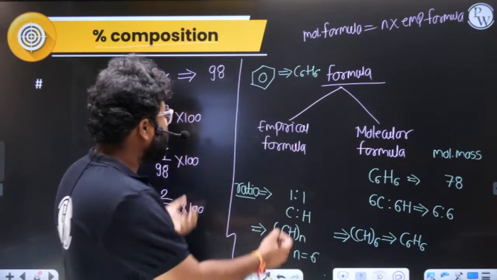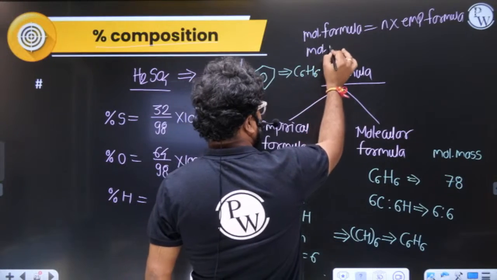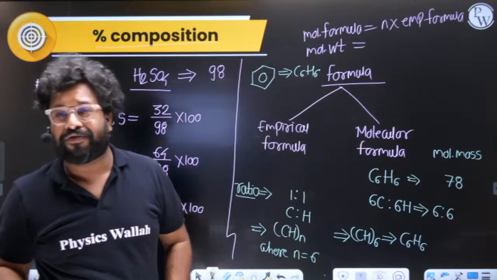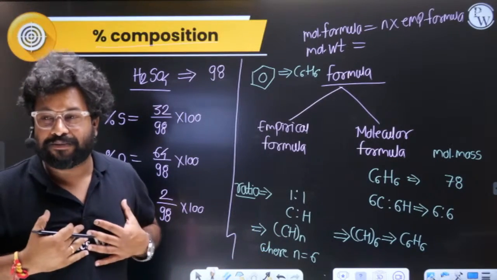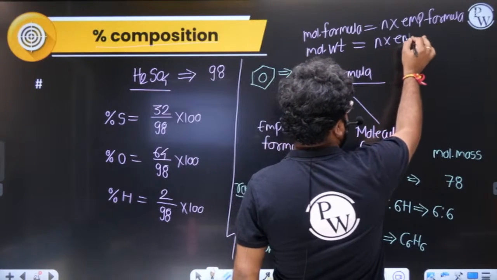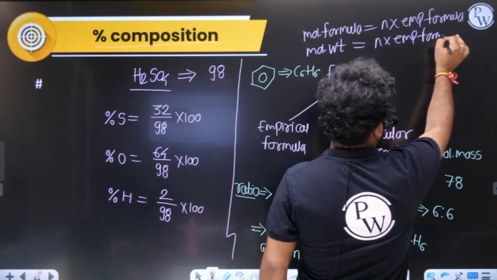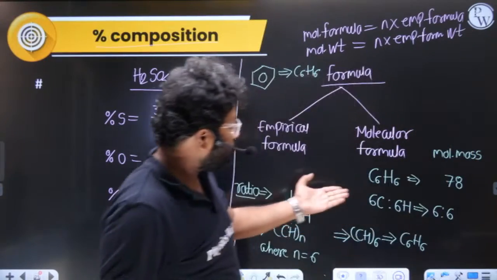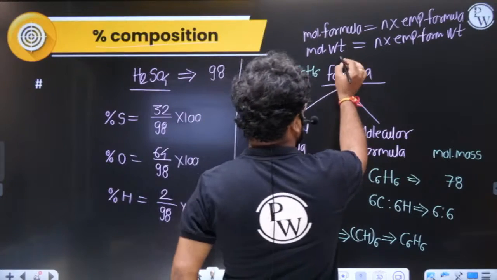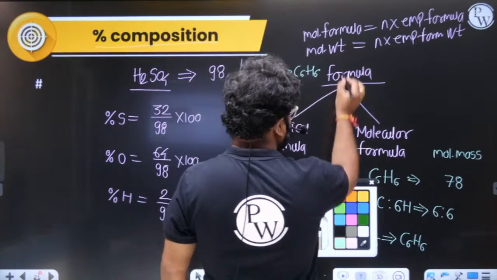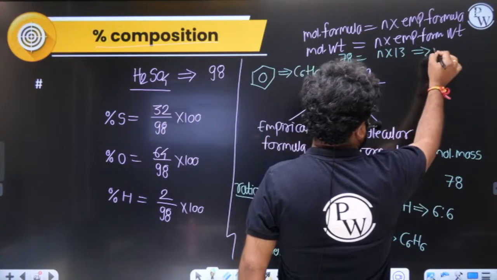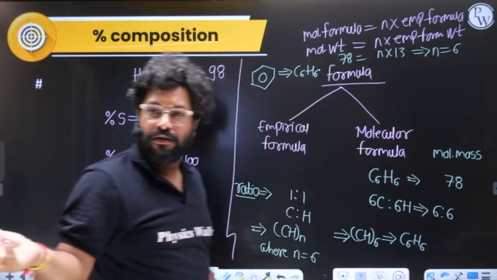That's it, right? Similarly, molecular weight. I'm not going to give you a break; I'm going to finish the session itself. So molecular weight is also n into the empirical formula weight. Now just look here. The molecular weight of benzene is 78 and the empirical formula weight is 13. So 78 equals n into 13, and that's how your n comes out to be 6.